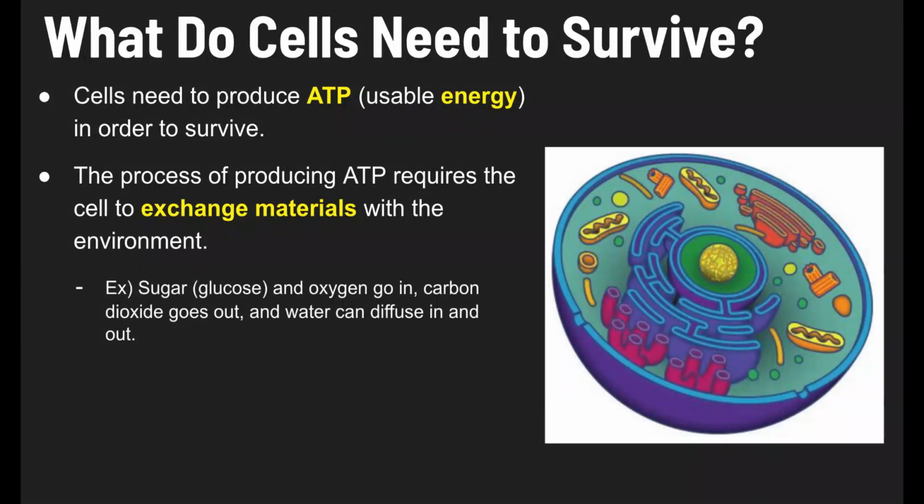For example, sugar, like glucose, and oxygen go into the cell, carbon dioxide goes out of the cell, and water can diffuse in and out. These are examples of materials that are being exchanged between the cell and its environment.